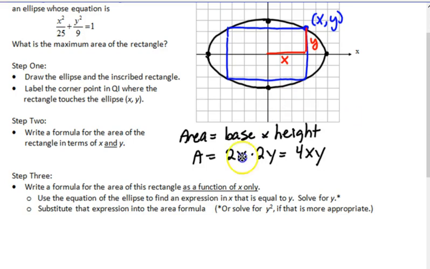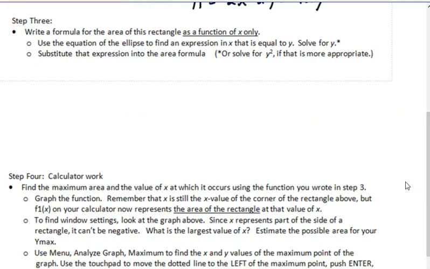Now when I maximize something, I want to have a function of area being just a function of x only. In other words, I want to substitute something for y that only has x in it. To do a substitution, I need another expression that relates x and y. This relates x and y to the rectangle and the area of the rectangle. But I have another way that x and y are related. x and y are both points on this ellipse. So I can solve the equation of this ellipse for y and substitute it into the area equation. So that's step 3.